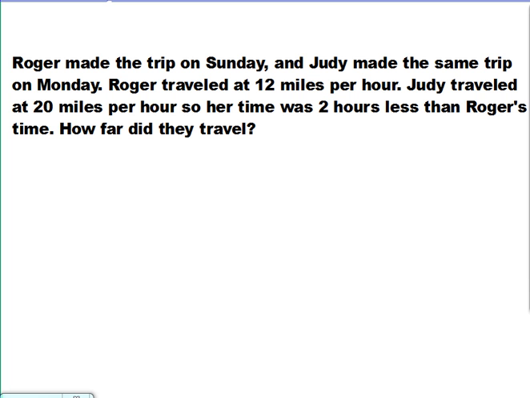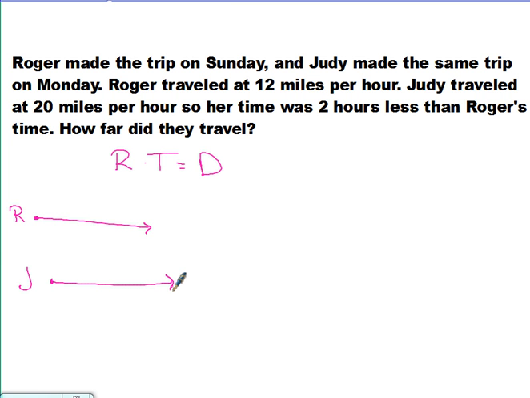The first thing that we need to remember is rate times time equals distance. We're going to keep that in our mind. We also want to diagram the problem out. So we have Roger. Roger's going on a trip. And we have Judy. Judy's going on a trip. Now, their trip is the same distance, so they have equal distances. Roger has a rate and a time. Judy has a rate and a time.